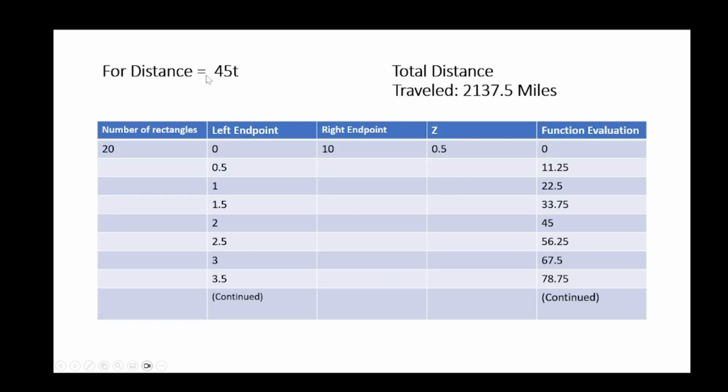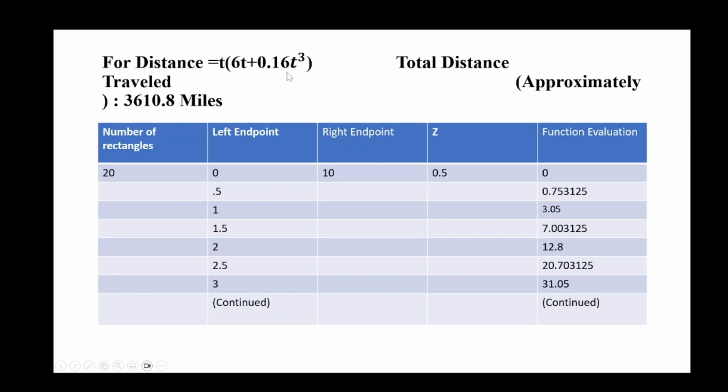Now for a 45 constant speed distance, we'll get a total area under the curve of 2,137.5 miles. And then all the math is right here if you need to look at it. With function evaluations, we're using 20 rectangles so we can have a step value of 0.5 so we can get a semi more accurate answer. And then for distance with 6t plus 0.1t cubed, we're going to have approximately 3,610.8 miles, also using the same step value and same number of rectangles.